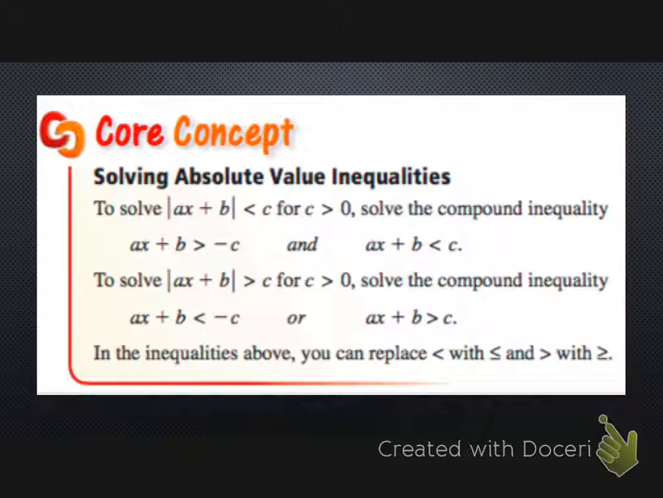So our core concept right here is solving absolute value inequalities. To solve the absolute value of ax plus b is less than c, for c greater than 0, you're going to solve the compound inequality ax plus b is greater than negative c and ax plus b is less than c. When the inequality is greater than c, where c is greater than 0, it's going to be an or. In the inequalities above, you can replace the less than with less than or equal to, or the greater than with greater than or equal to.